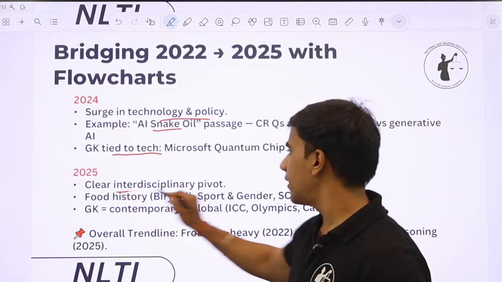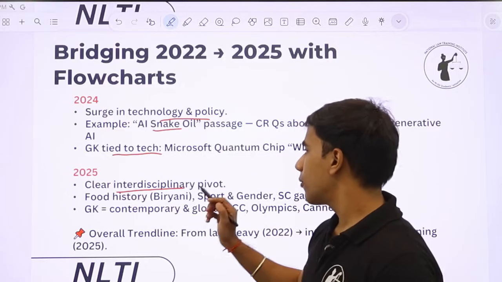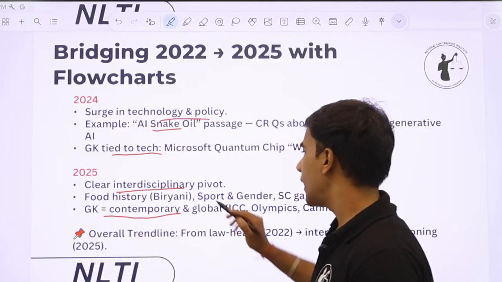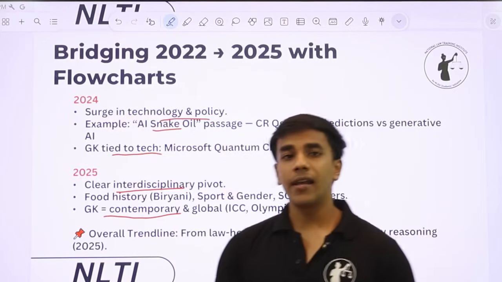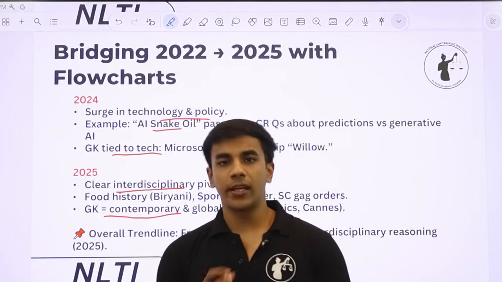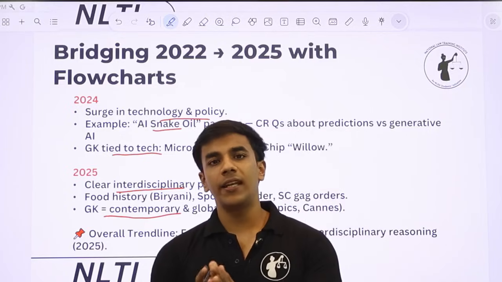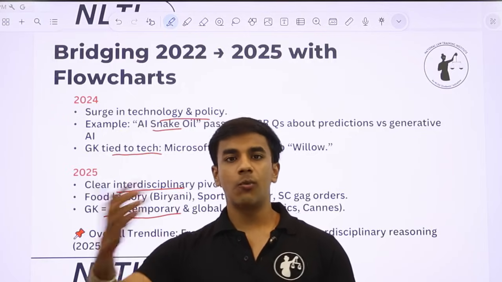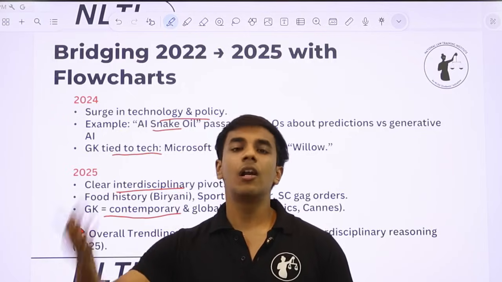Now 25, again a clear interdisciplinary pivot. There was a food history passage, sport and gender, SC gag orders, and the GK also became very contemporary and global. Again 2025 में जो most important thing ये हुई कि till NLSAT 24, the GK was very confined to the national space कि India में क्या हुआ. But NLSAT 25 went one step ahead to see कि world में क्या हुआ.